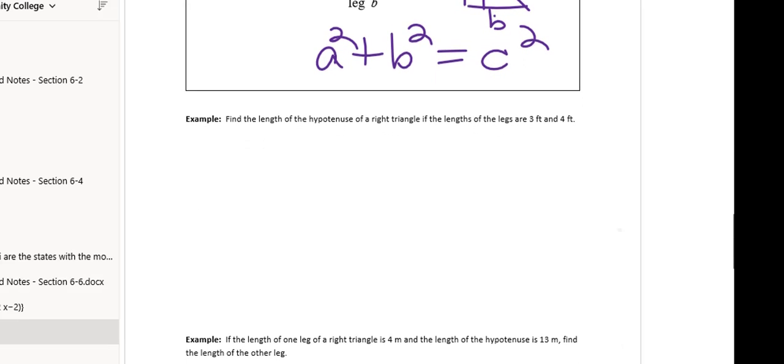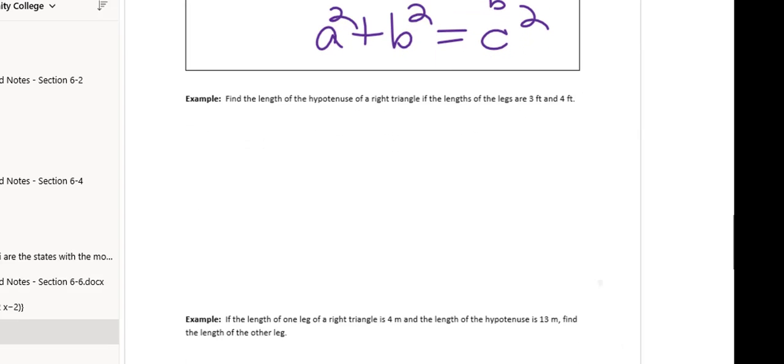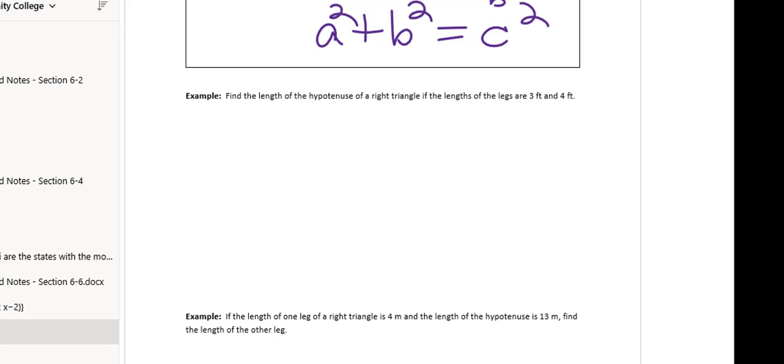I want us to find the length of the hypotenuse of a right triangle if the lengths of the legs are 3 feet and 4 feet. With triangles, I recommend draw a picture. So with that, here's my triangle. And this is the hypotenuse, c. This is my right angle. Again, it says find the length of the hypotenuse of a right triangle if the lengths of the legs are, now the legs are the two shorter sides, so we have 3 feet and we have 4 feet.